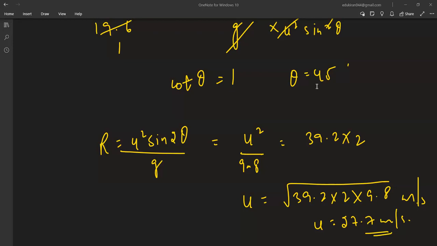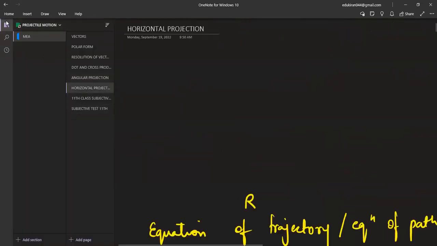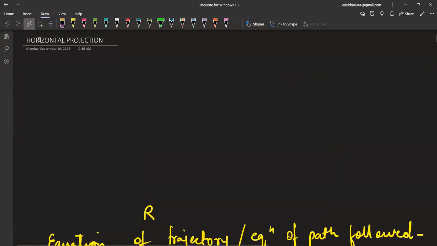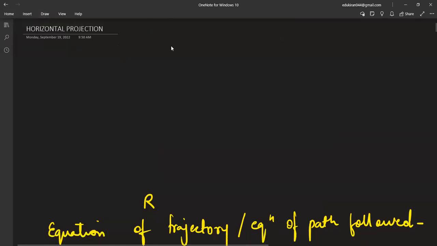Yes, ma'am. All right. One last topic that I just wanted to complete, that's why I took this extra class, is horizontal projection. Because from Tuesday onwards, I want to start with the next lesson, that is your laws of motion. See class, horizontal projection is actually very easy in comparison to your angular projection.